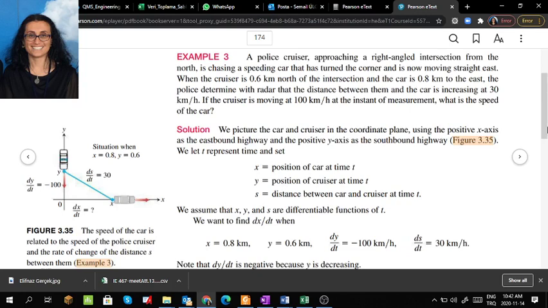Let's look at example 3 in our book. This is a nice example as well. One needs to know it because we are going to learn new things in this question. What does this question say?